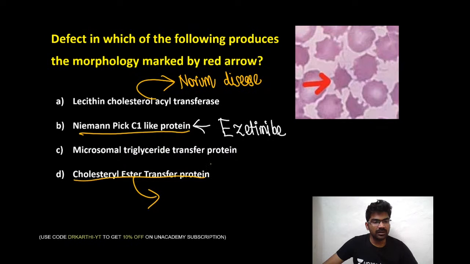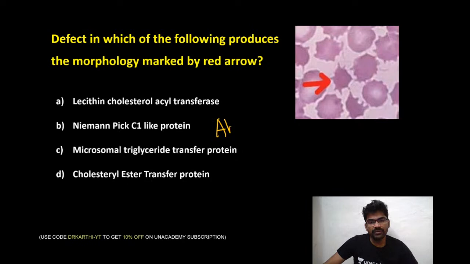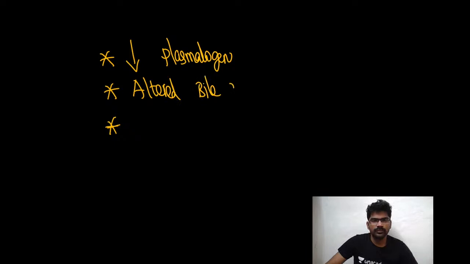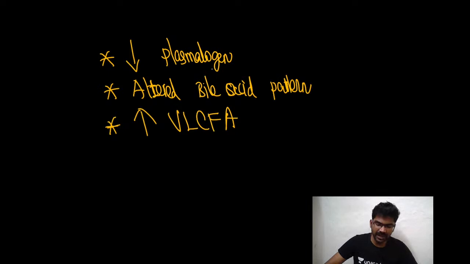Arnima, Zellweger is due to what? Zellweger is absence of peroxisomes. That is a peroxisomal biogenesis disorder. So let me tell you the biochemical features in peroxisomal biogenesis. In the question you will be given like this: decreased plasmalogen, altered bile acid pattern, and increased very long chain fatty acids, VLCFA. So this is indicative of peroxisomal biogenesis disorder.